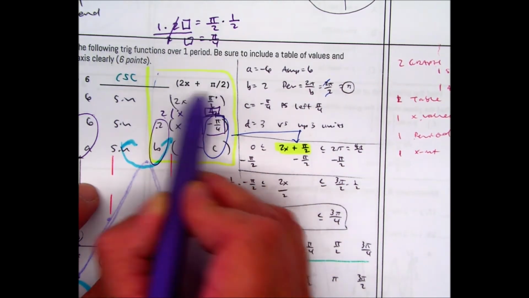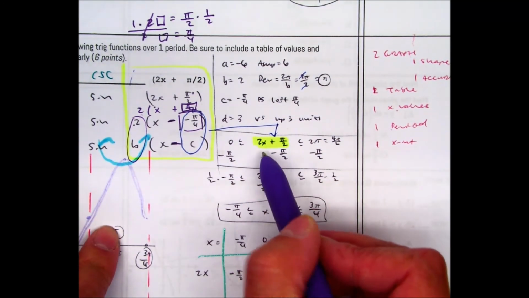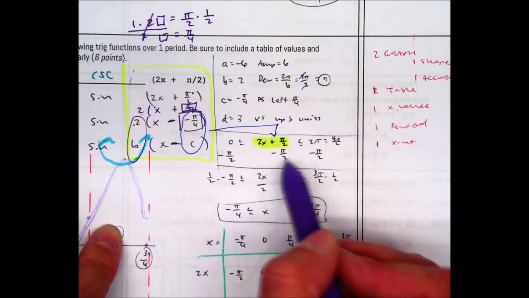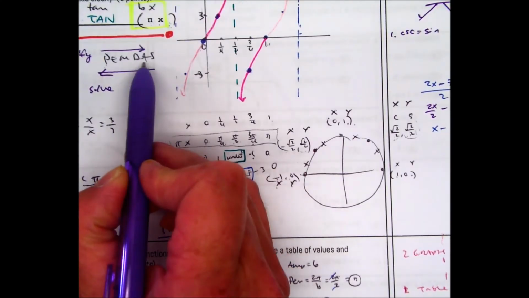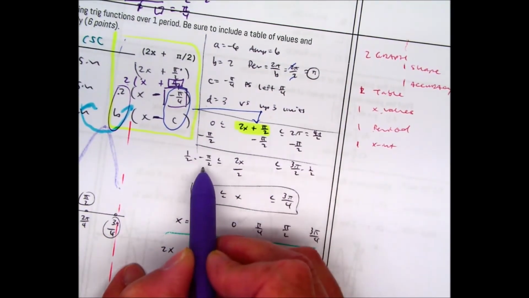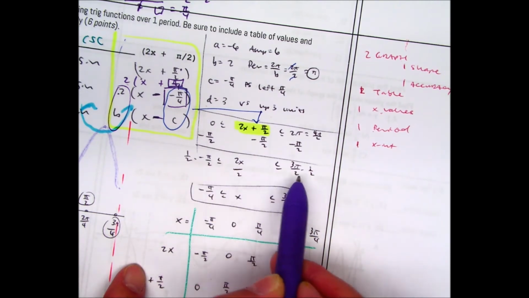But let's just say you just picked the original problem. 2x plus pi over 2. I'm not going to divide by 2 on all 3 columns. I'm going to do addition and subtraction first. I subtract pi over 2. That gives me negative pi over 2 less than or equal to 2x less than or equal to 3 pi over 2.